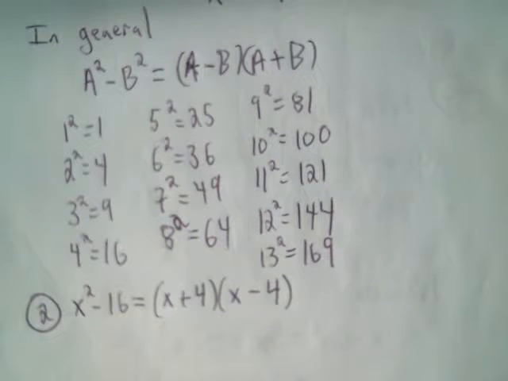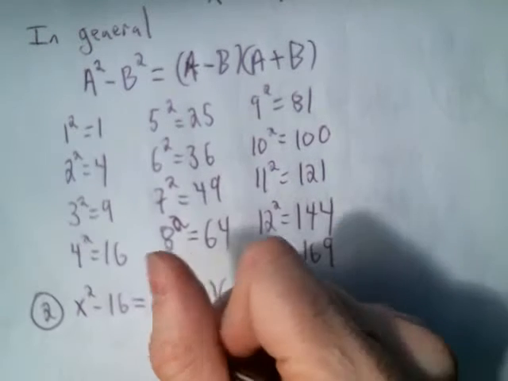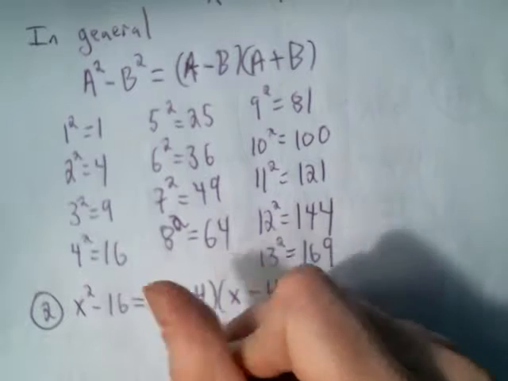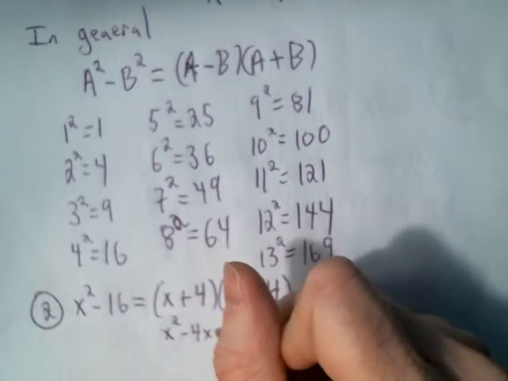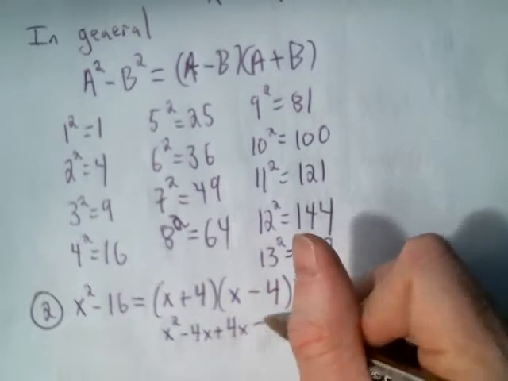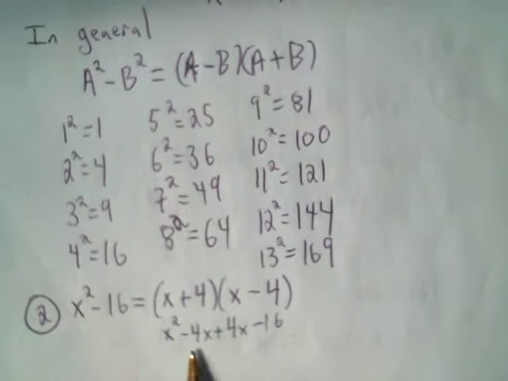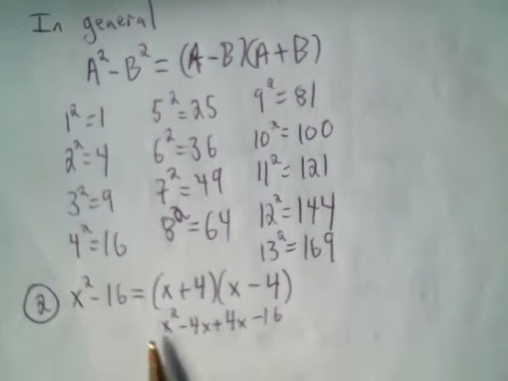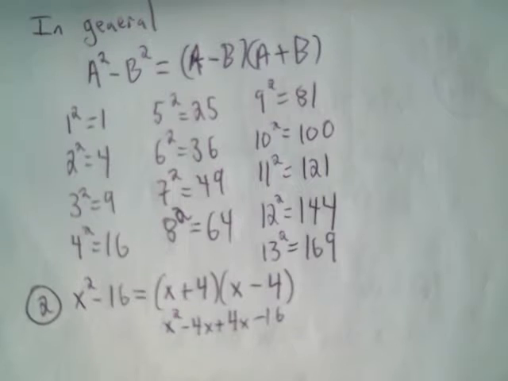Okay. And of course, still you want to be in the habit of doing these in your head, foiling them out in your head. First, x squared, the outer minus 4x, the inner plus 4x, and the last minus 16. And sure enough, these are additive opposites, so they'll go away, and you're just left with x squared minus 16.